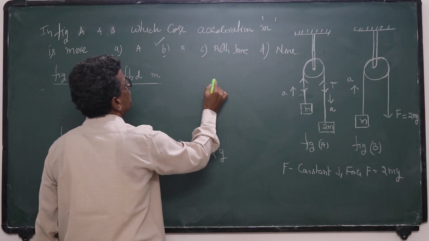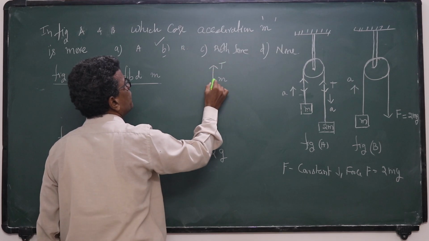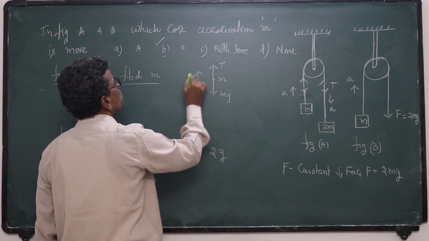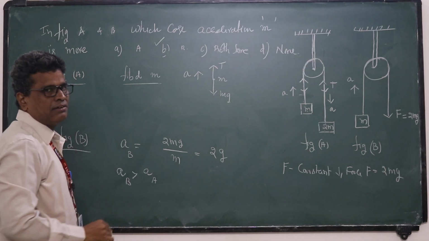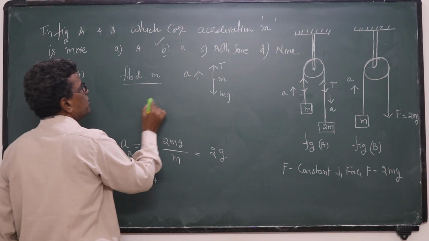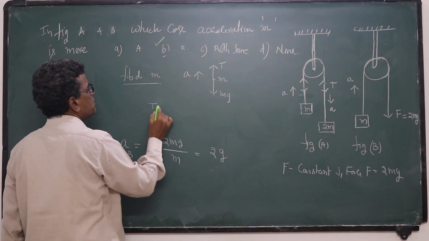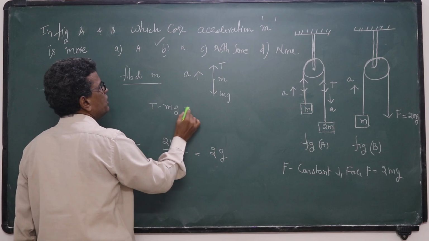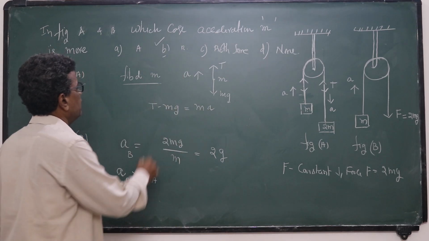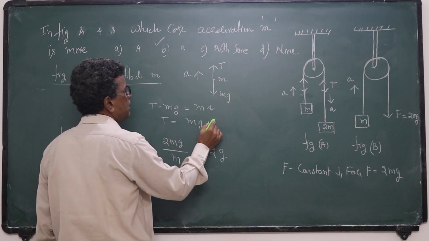So m, I consider as a point mass. Tension is acting up. Its weight mg is acting downwards. Overall, it is moving up with an acceleration a. So apply Newton's second law, and you will get the tension in the string. Since the resultant force is acting up, upward force minus downward force, T minus mg is equal to ma. This is Newton's second law. So I want T, that is mg plus ma.